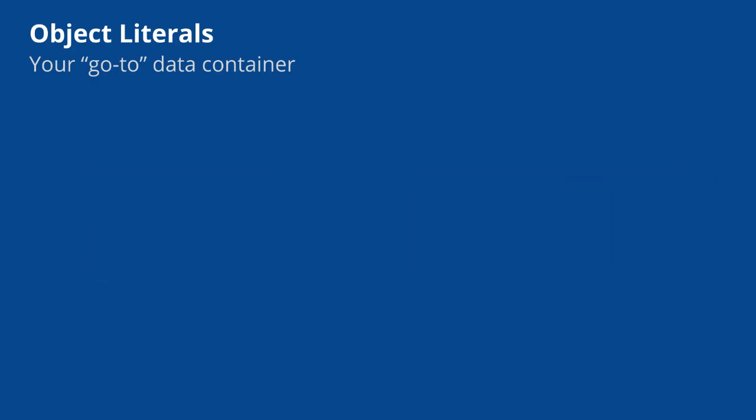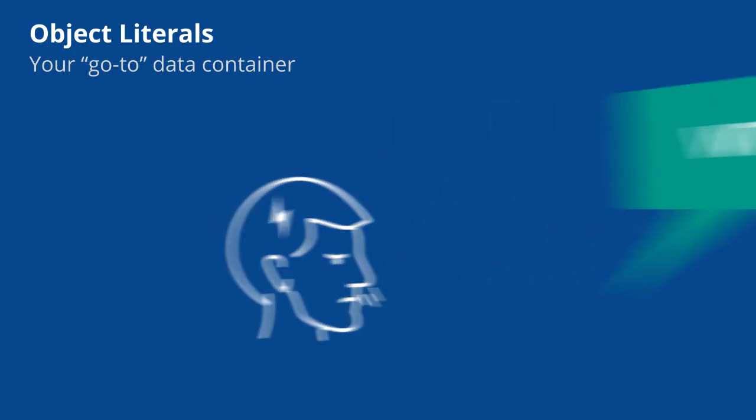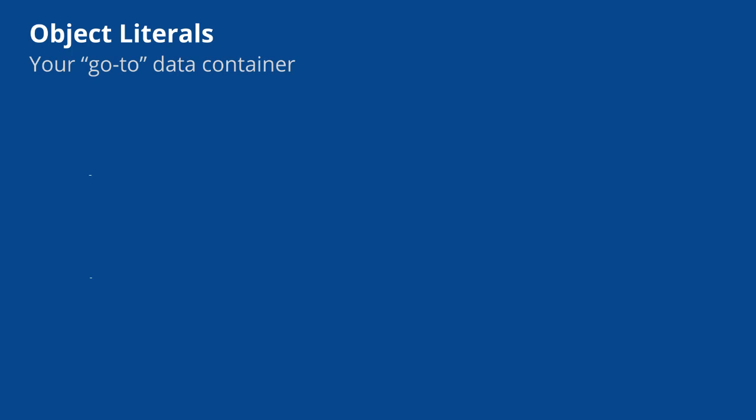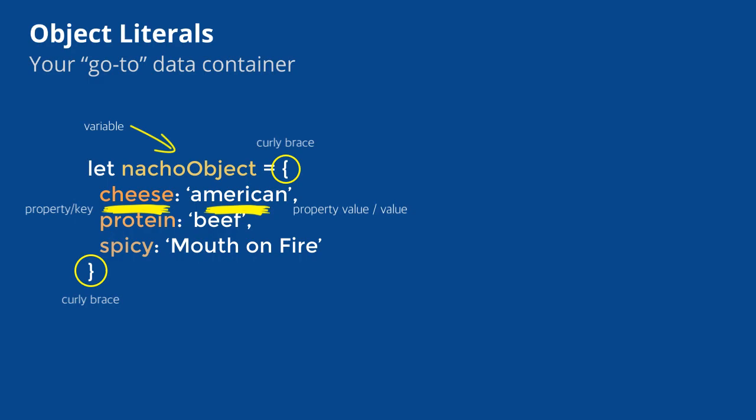Disgusting. Now, I don't know about you, but when I hear fancy words like this, my brain yells to me, WTF. So, simply, an object literal, 99% of the time, has a variable that points to curly braces with a bunch of properties and values. Important to note, you can quickly make it anywhere in your code, and you can set initial properties. In our example, the variable nacho object is pointing to curly braces that have a bunch of properties that describe a nacho for us.